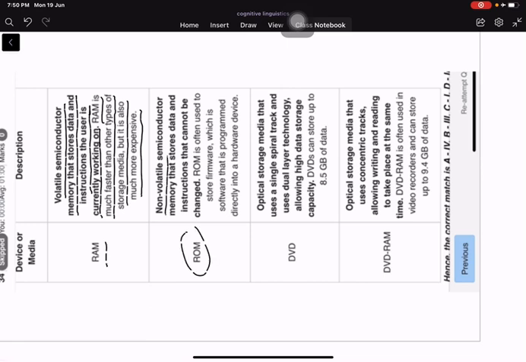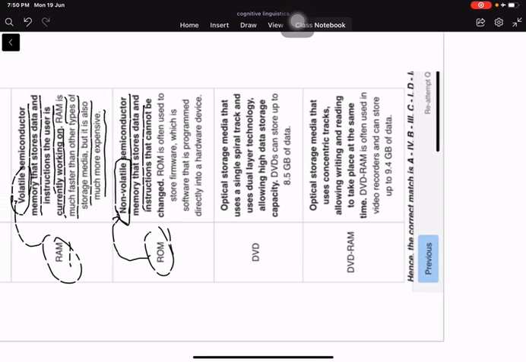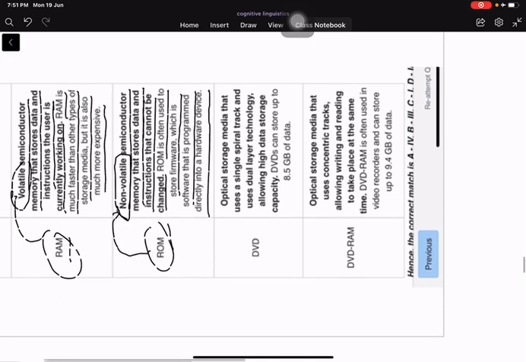ROM is non-volatile semiconductor memory. It cannot be erased, whereas RAM is volatile. It can be changed. ROM stores data and instructions that cannot be changed. ROM is often used to store firmware, which is software that is programmed directly into a hardware device.